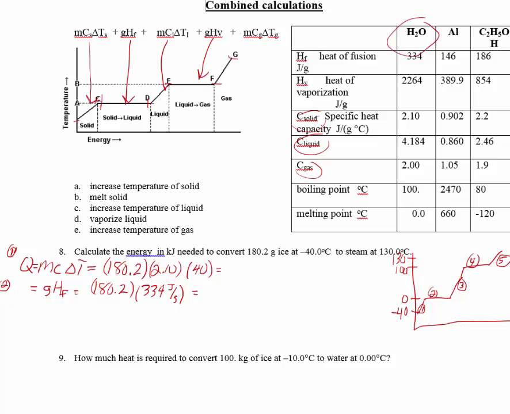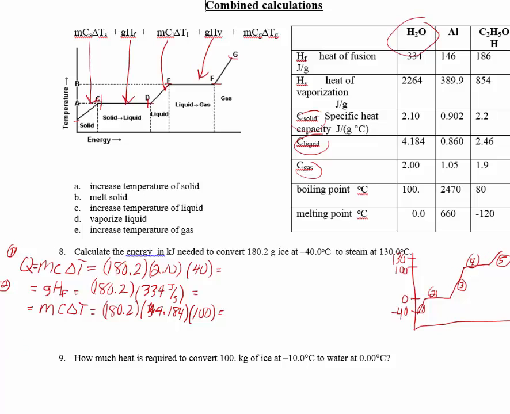So now we're here at part 3. Look at what's happening. The temperature is changing. Temperature changes, you use MC delta T. Mass never changes. This time it's a liquid. You're heating the liquid. So you need the specific heat for the liquid, which is 4.184. And how much did the temperature change? It went from 0 to 100. That's 100 degrees.